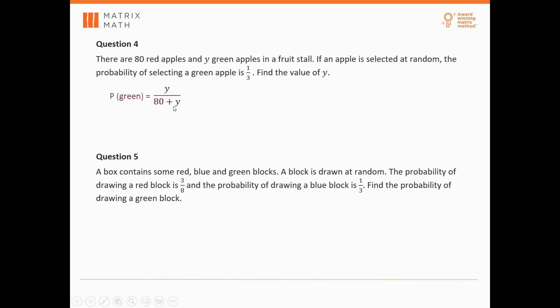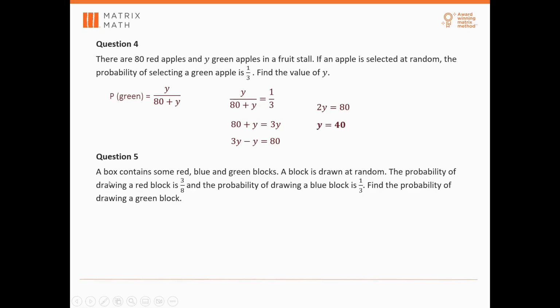Okay, that's the probability. And according to the question, this probability is actually 1/3. So I can equate this to 1/3. Okay, then you can do your cross multiplication. Equals to 3Y. So 80 is equals to 2Y. And Y is equals to 40. So the value of Y is 40.